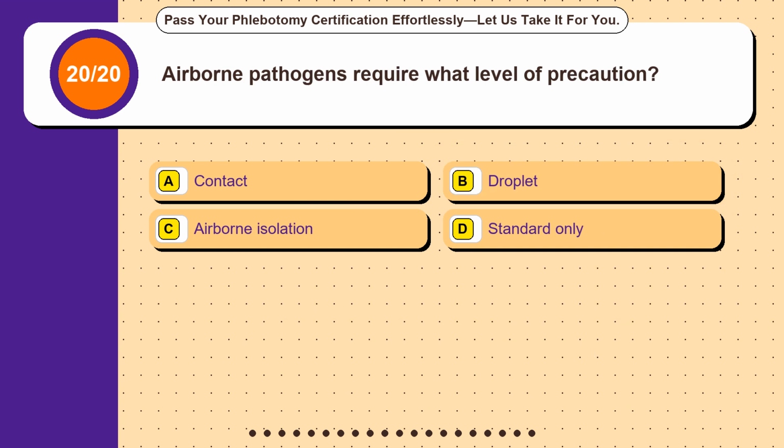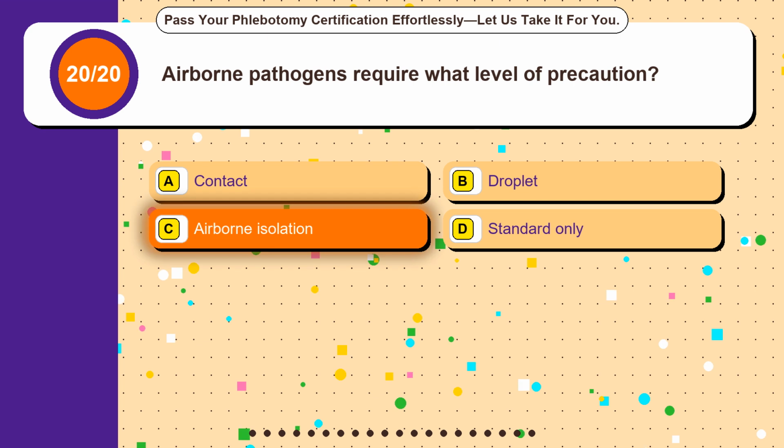Question 20. Airborne pathogens require what level of precaution? Option A, contact. Option B, droplet. Option C, airborne isolation. Option D, standard only. The correct answer is Option C, airborne isolation.